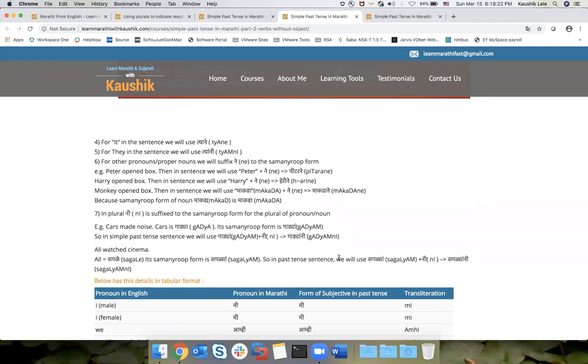So you can remember the suffixes like la, li, le, lya, li in that sequence. La is for masculine singular, li is for feminine singular, le is for neuter singular, and then its corresponding plural. It will be la, li, le, lya, li.